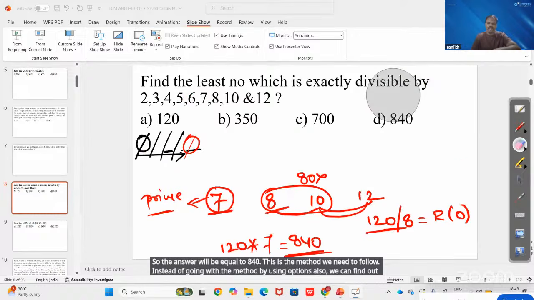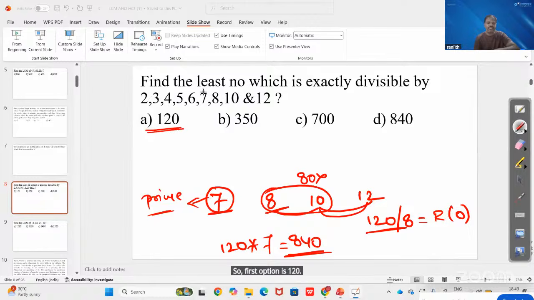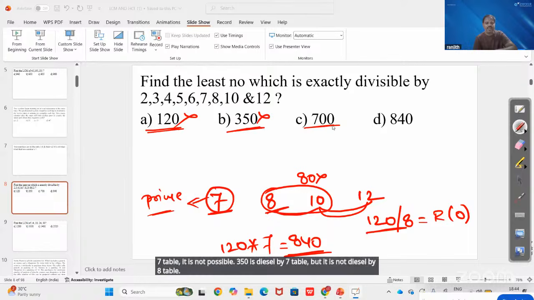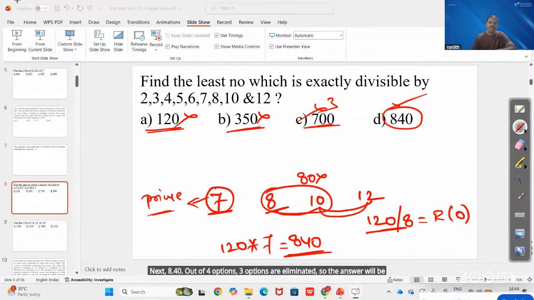So just look at the options. What are the options in the sense? So first option is 120. 120 is not divisible by 7 table. It is not possible. 350 is divisible by 7 table, but it is not divisible by 8 table. 700 is not divisible by 8 table, and also 3 table also it is not divisible. Next, 840. Out of 4 options, 3 options are eliminated. So the answer will be equal to D is the answer.